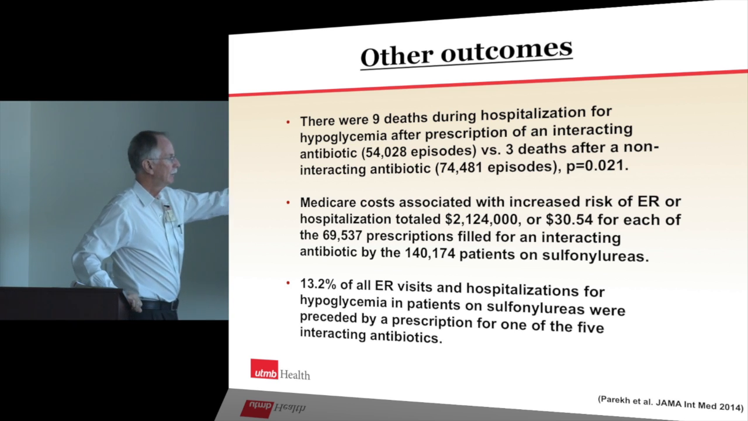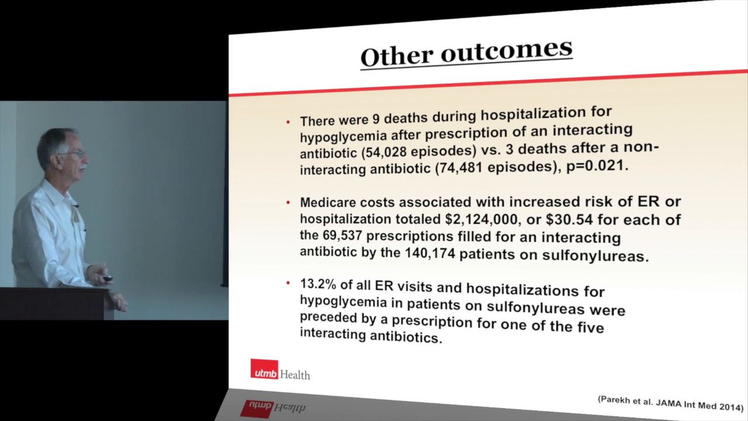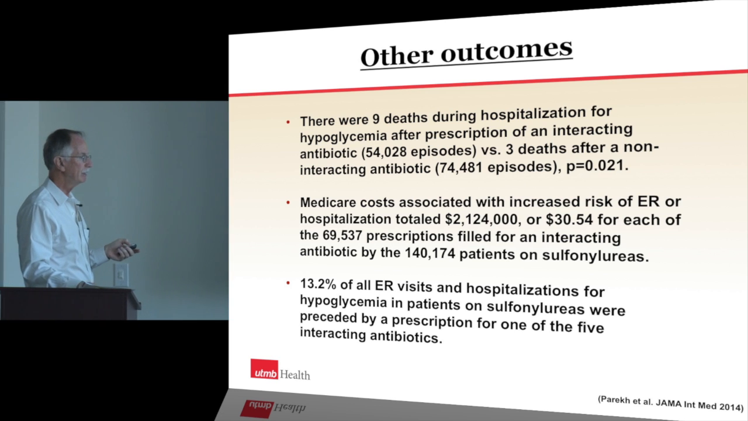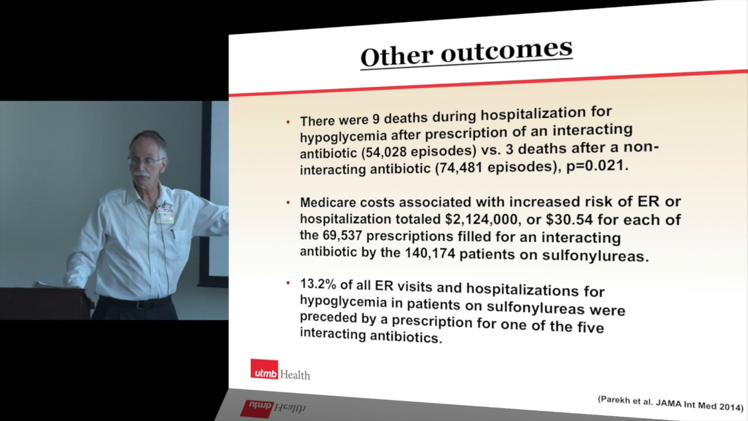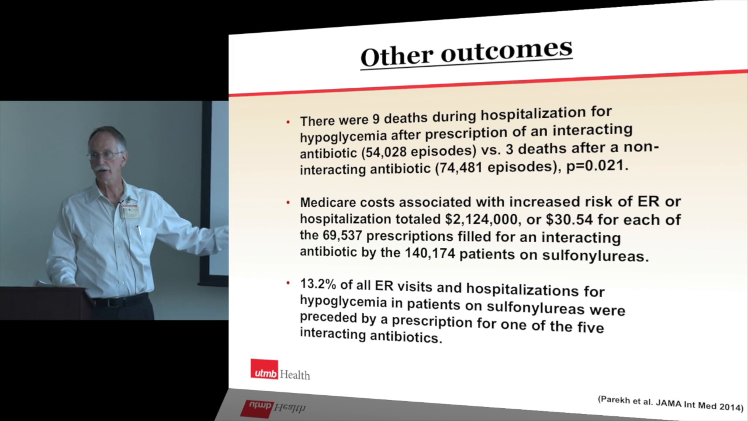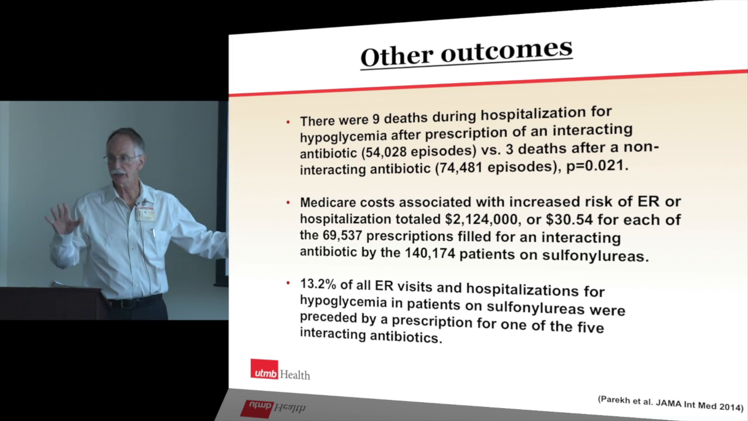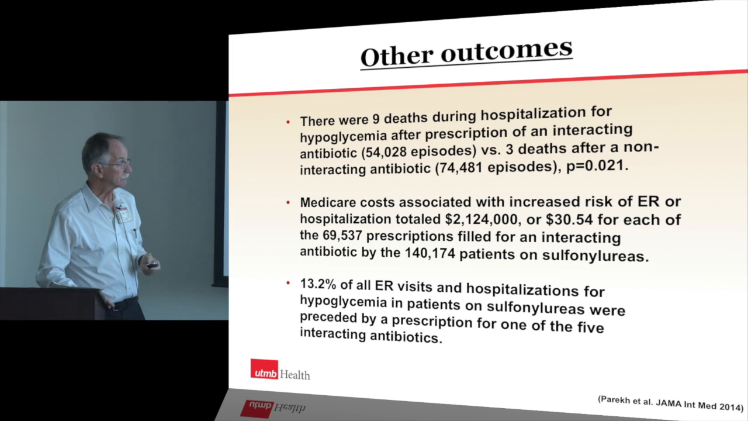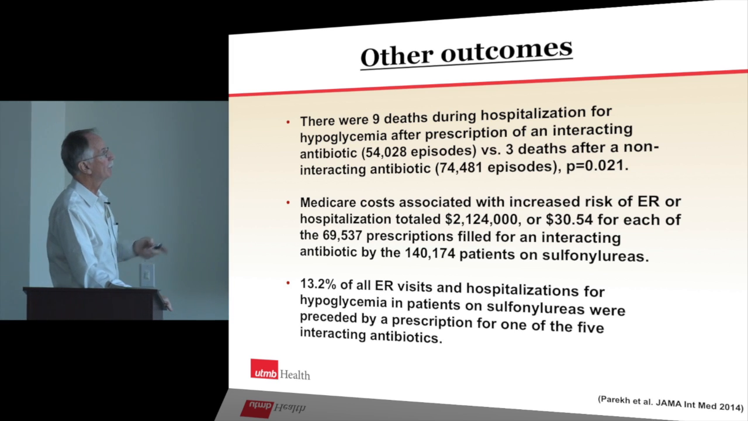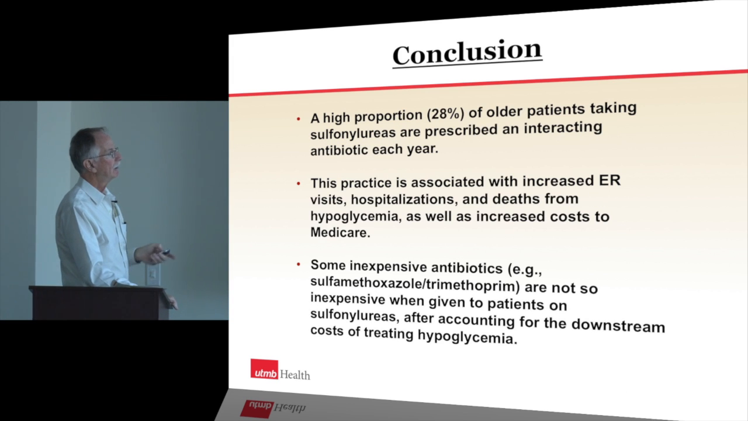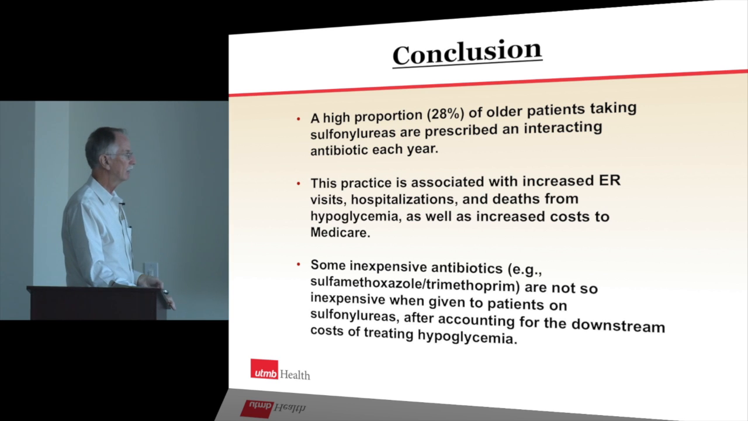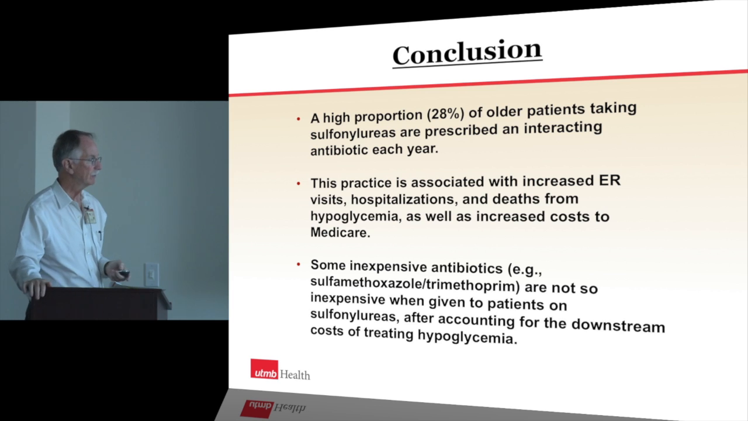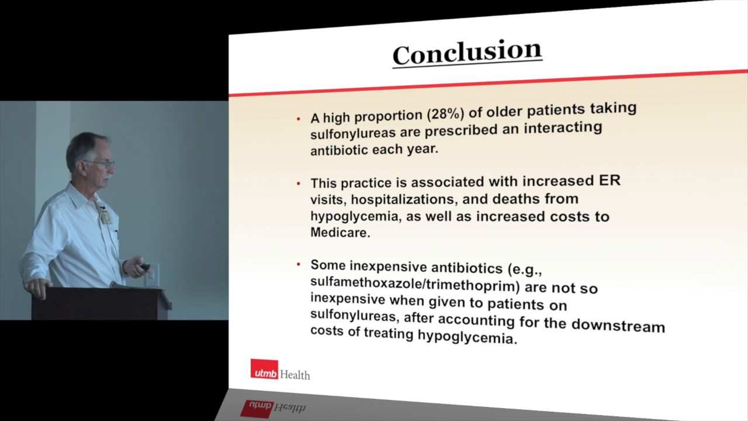And then when we did some things going backwards, we calculated that about 13% of all the hospitalizations and ER visits for hypoglycemia for people who were on sulfonylureas were preceded by one of these antibiotics. So it's not small, it's responsible for a big chunk of a bad outcome. So basically a high proportion are getting it. It's associated with bad outcomes, and inexpensive antibiotics may not be inexpensive when they're given to people on sulfonylureas because they cause toxicity.